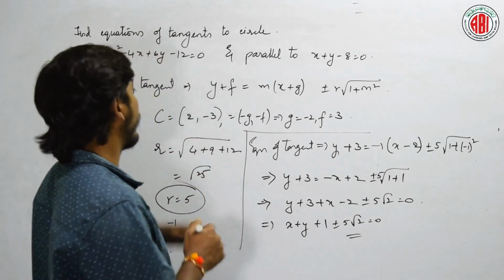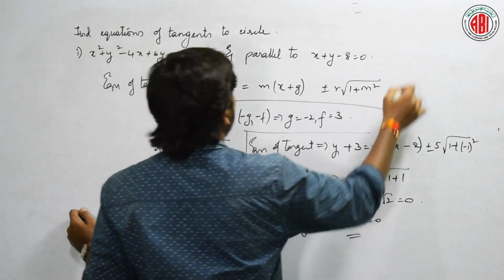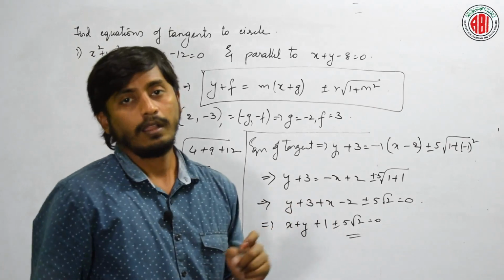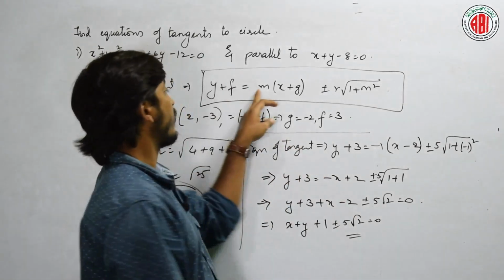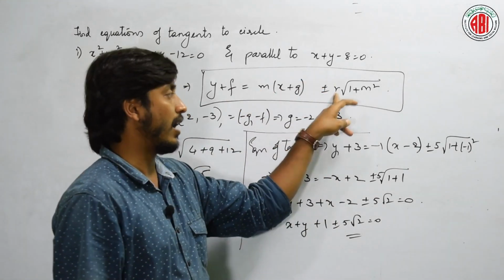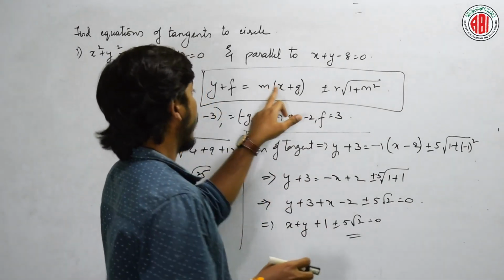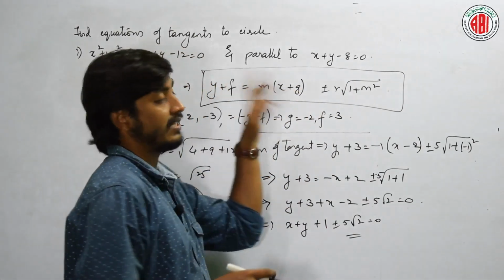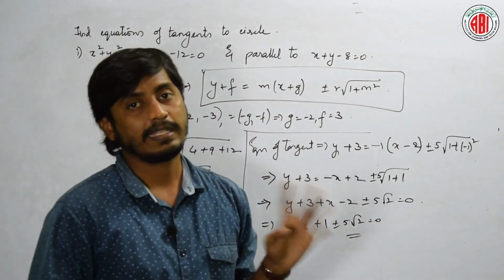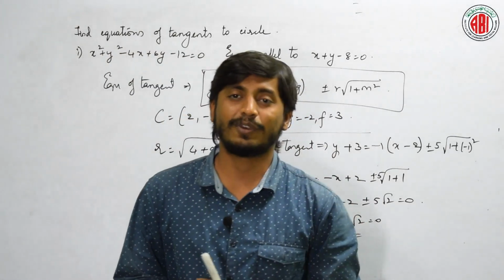The only thing we have to remember is this formula. Clear? y + f = m(x + g) ± r√(1 + m²). m is the slope, g and f are the coordinates of our center. Clear? Shall we move on to the next problem?